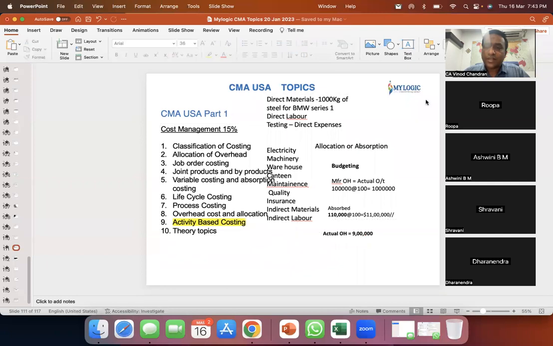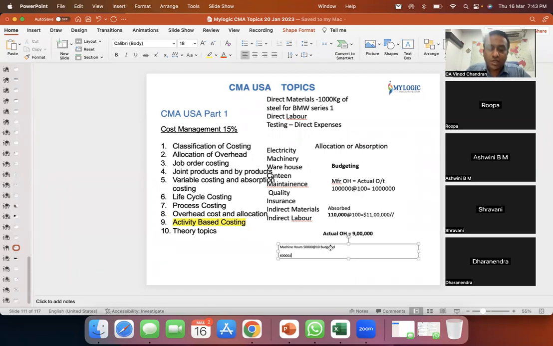Let's give an example. Let's say machine hours budgeted was, again, 50,000 at the rate of 10. This was budgeted. So when we do absorption, instead of 50,000 machine hours, we will take the actual, maybe 60,000 into 10. That will become our absorbed overhead.